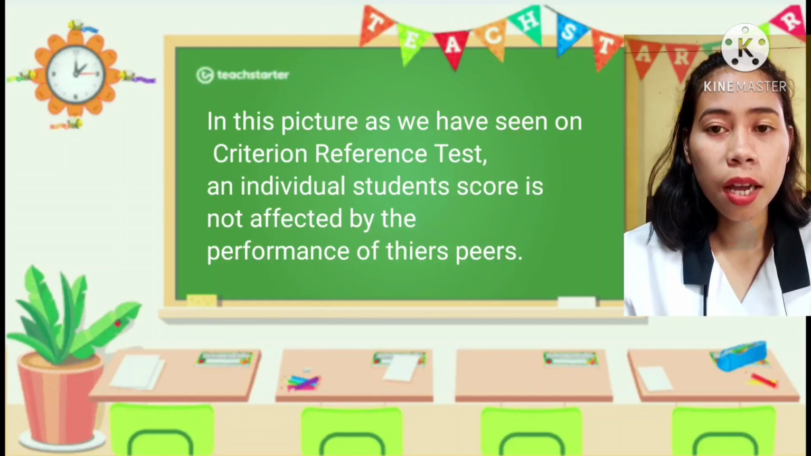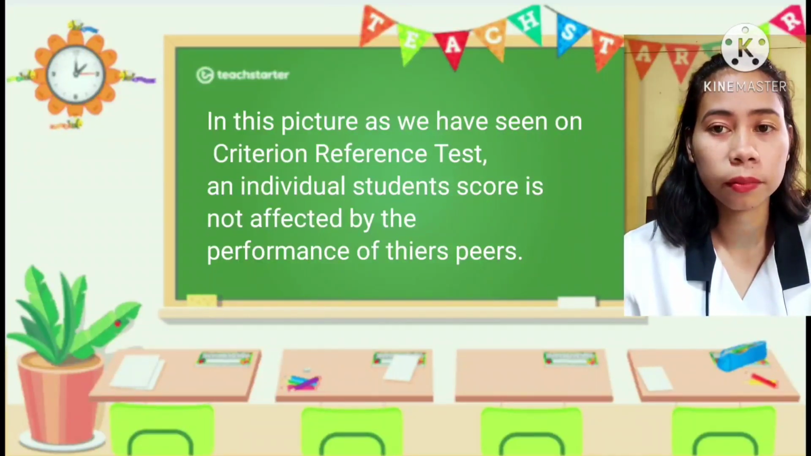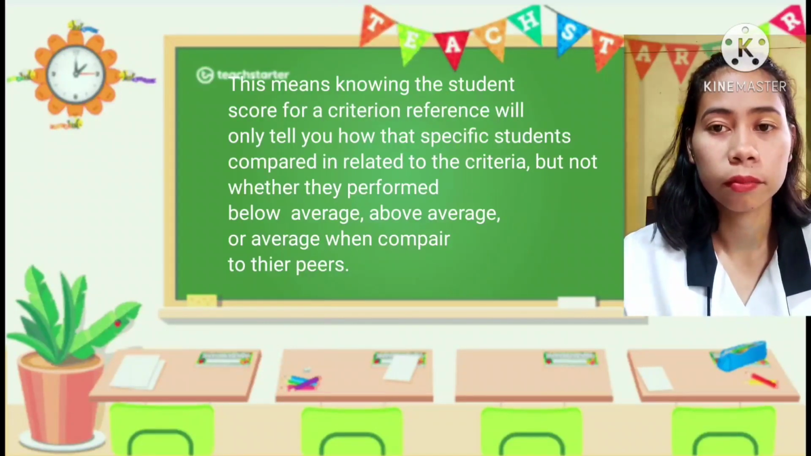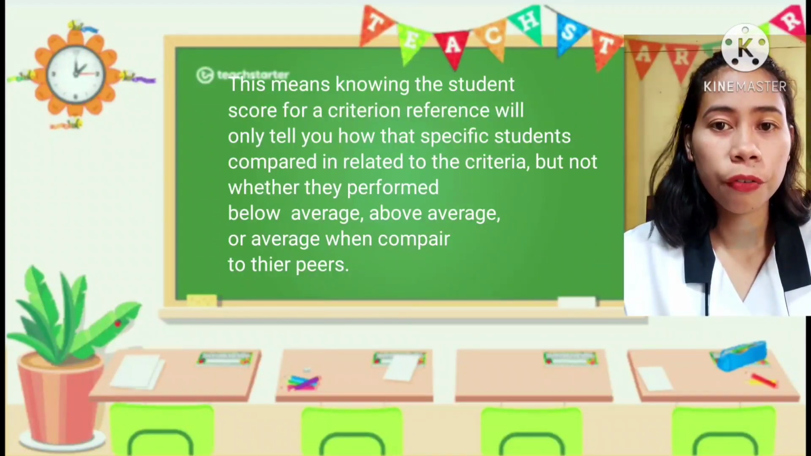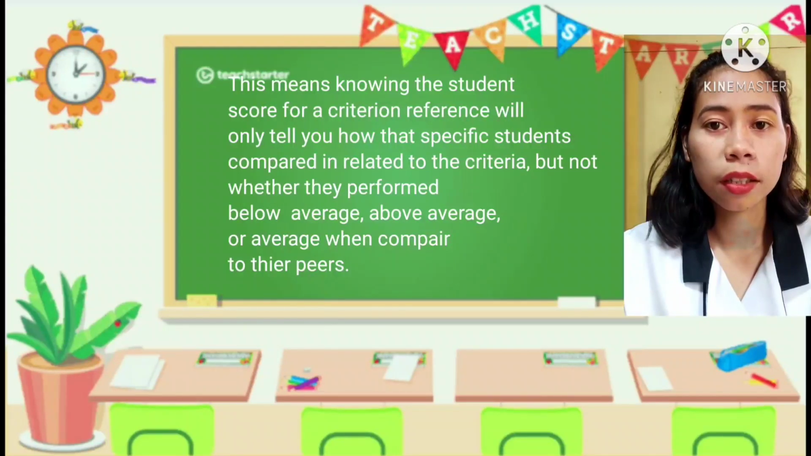In this picture, as we have seen, on a criterion reference test an individual student's score is not affected by the performance of their peers. This means knowing the student's score on a criterion reference test will only tell you how that specific student performed relative to the criteria, but not whether they perform below average, above average, or average when compared to their peers.